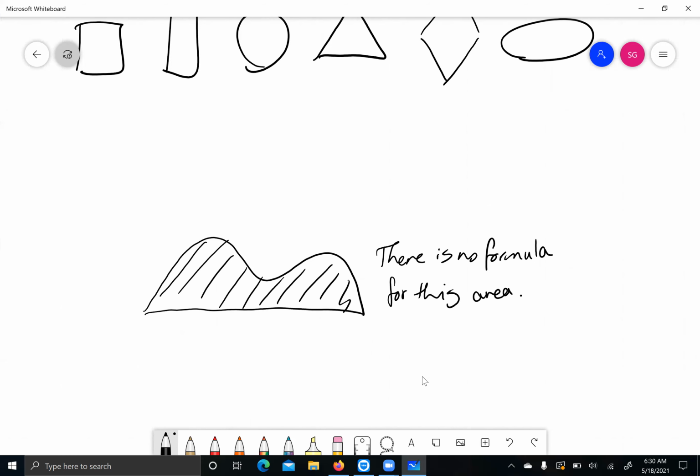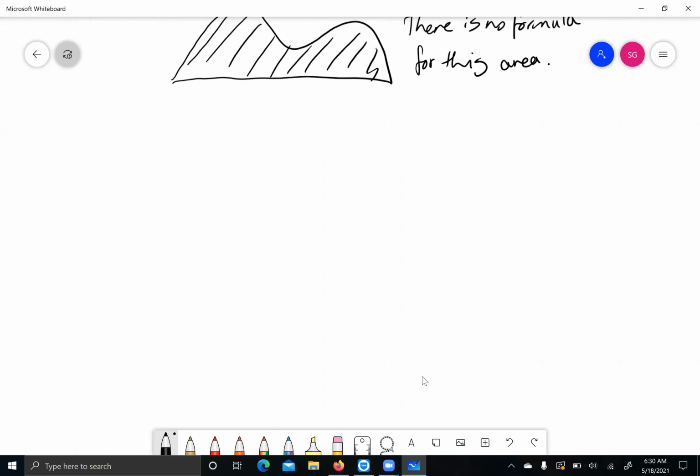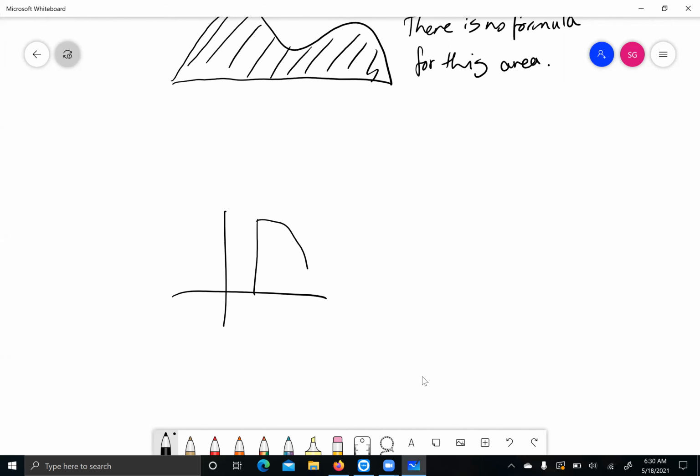Right? So in this graph, in this question, we need to find an area like this, right? We don't have a formula to find that. So that's the reason that we are going to define Riemann sums, because there is no formula. There is no way that we can find the exact value for this area.